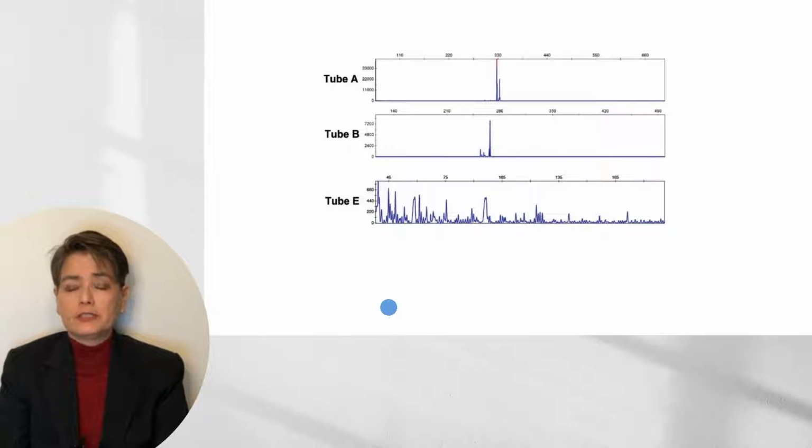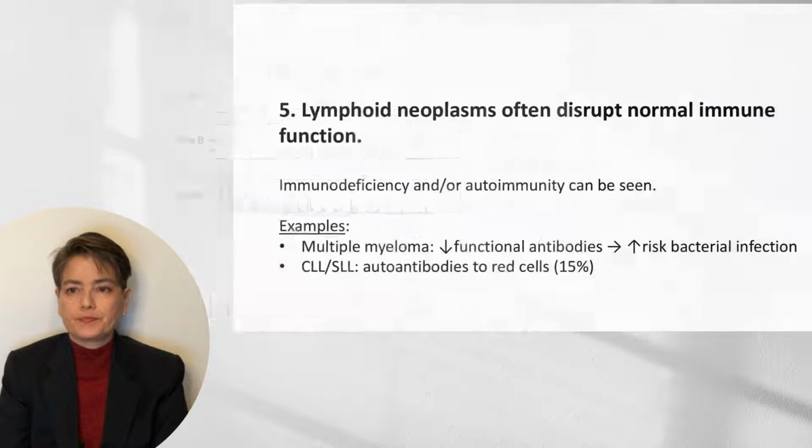We can also do this using capillary electrophoresis. This is doing PCR with some small amplicons. You can see these two here give a single band. So these are going to be monoclonal, helping us to make that diagnosis of neoplasia, whereas this particular tube is showing a polyclonal expansion, probably due to infection.